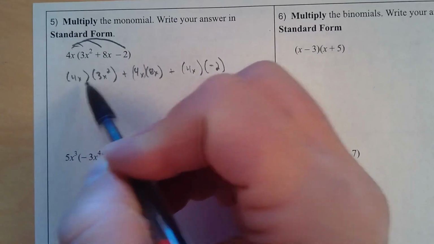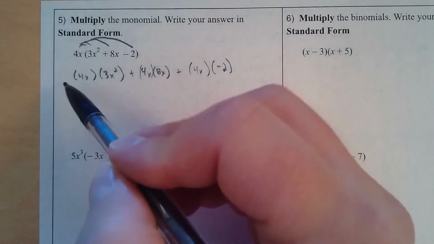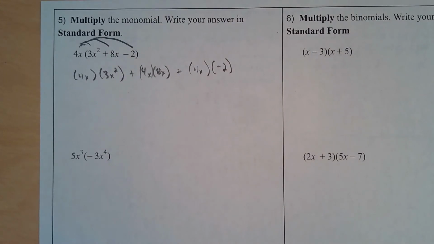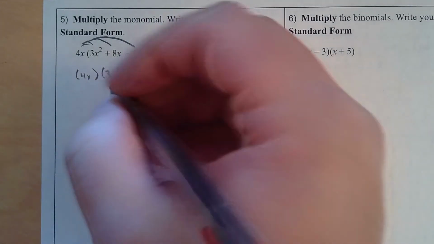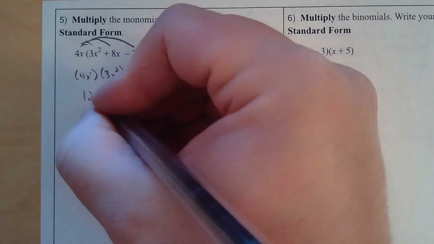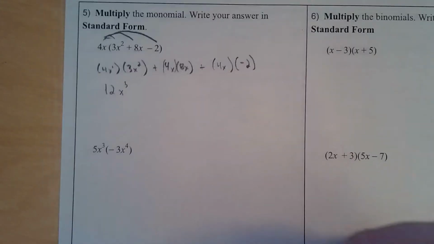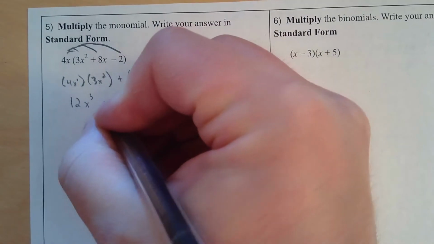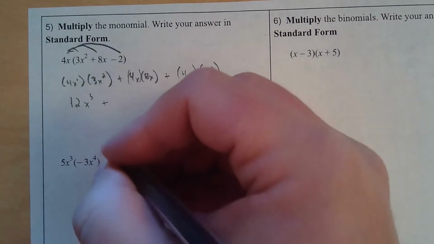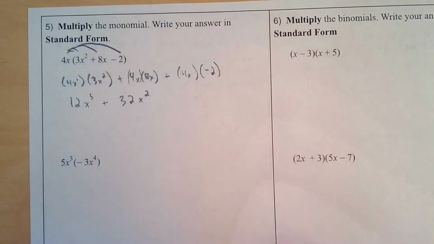So this is 4 times x times 3 times x squared. So what we're going to do here is multiply our coefficients, 4 and 3, and then add our exponents. So 4 times 3 is 12, and then we have x to the first and x squared. You add 1 and 2, and you get 3. And 4 times 8 is 32, and then we have x to the first and x to the first, so you add 1 and 1, and you get 2. So this will be 32x squared.